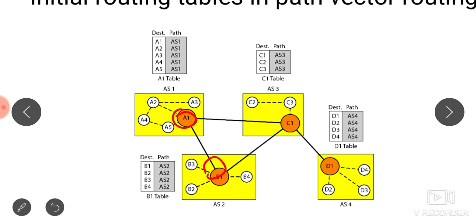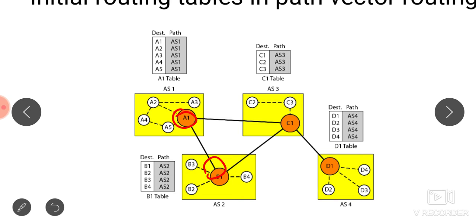Okay, so what we have to do is, a speaker in an autonomous system shares its table with immediate neighbors only. So here you can see A1 shares its table with nodes B1 and C1. C1 shares its table with nodes D1, B1 and A1. Node B1 shares its table with C1 and A1, and D1 shares its table with C1.